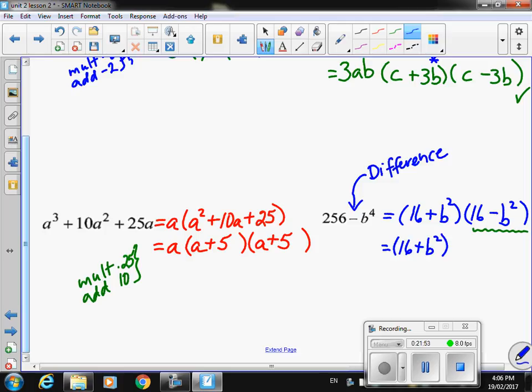For 16 subtract b squared, I can write two sets of brackets where one is positive, one has a negative sign, and the terms are identical in the front and the back of both. I need 4 and 4. And at the back half of the brackets, I need b and b. Now it is fully factored.